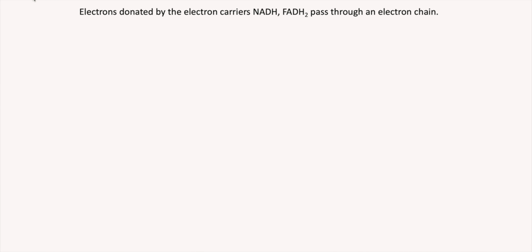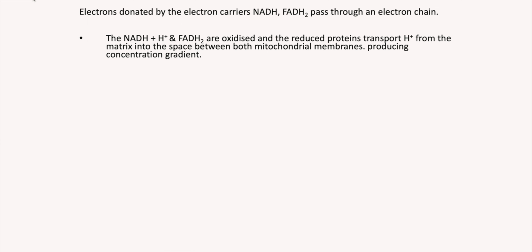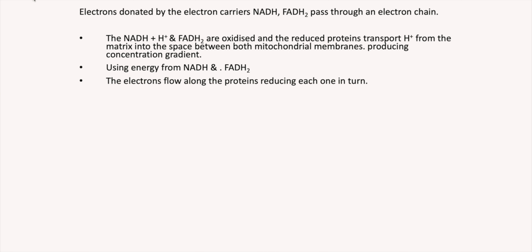So these electrons are going to get donated by their electron carriers and pass along a chain. So what's literally happening is the NADH and the FADH2 are both oxidized, which means they lose electrons and hydrogen. Proteins pick up those electrons, pass them along a chain using energy to transport hydrogen from the matrix into the space between the two membranes of the mitochondria. That produces a big concentration gradient. The energy for the pumping of the hydrogen came from the NADH and the FADH2. So the more of that we have, the more hydrogen pumping we can do.